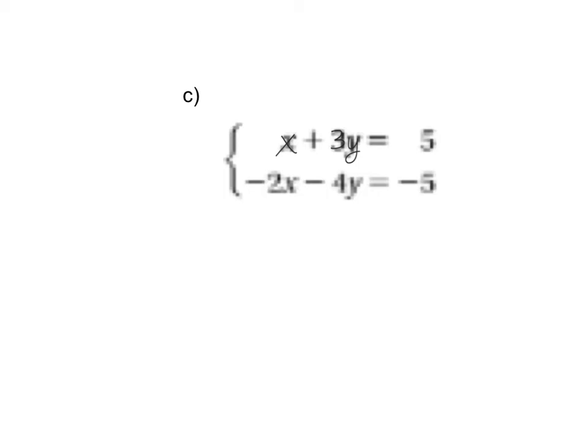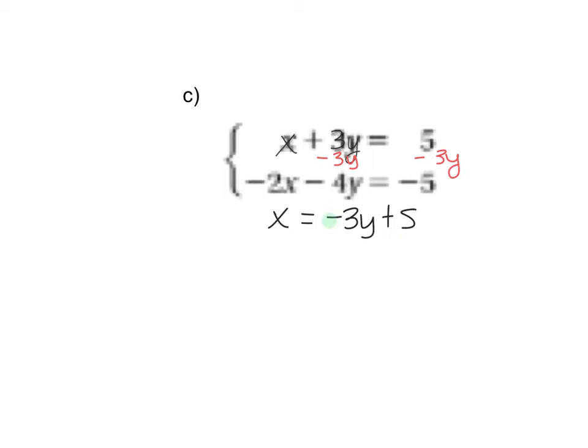It looks to me like in this top equation, the x is just a positive x. If we just subtract the 3y over, we're going to get the x by itself. So minus 3y, minus 3y. Therefore that top equation becomes x equals negative 3y plus 5. Okay, sweet. We just had to do one little step. It's no big deal.